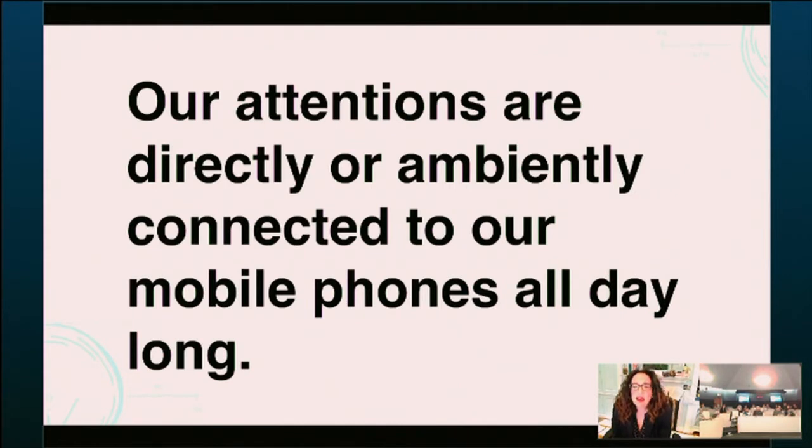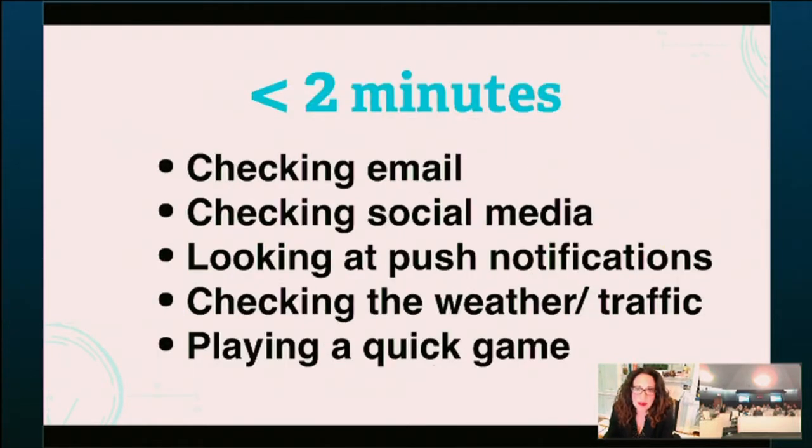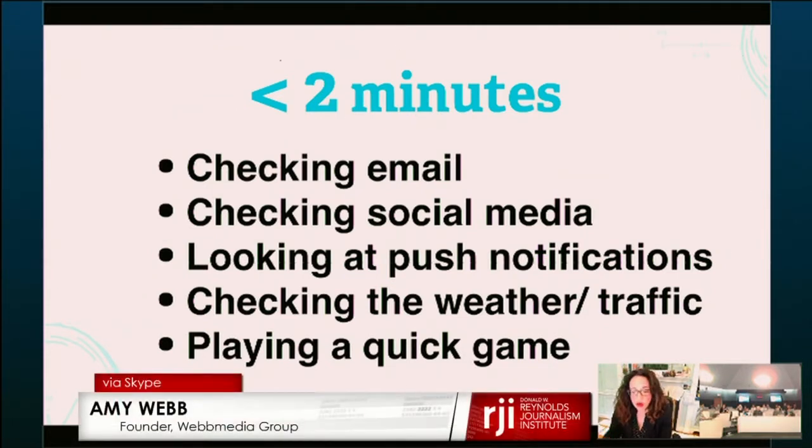Basically what that means is that our attentions are either directly or ambiently connected to our mobile phones all day long. Even me, I'm talking to you right now and I'm sort of conscious of what my phone is doing. And I'm sure you're doing the same thing. So the question is, what can be done in fewer than 2 minutes if we know that on each pickup you have less than 2 minutes per engagement? Well, in fewer than 2 minutes, you could check email, you might check social media, you might look at push notifications on your screen, check the weather or traffic, maybe play a quick game, maybe read a quick story.